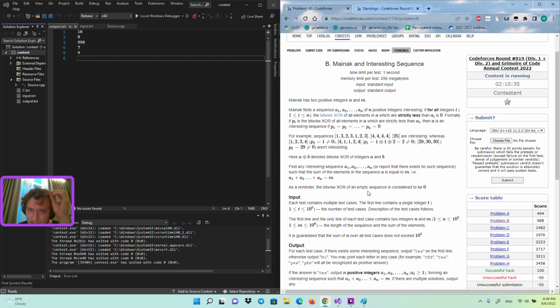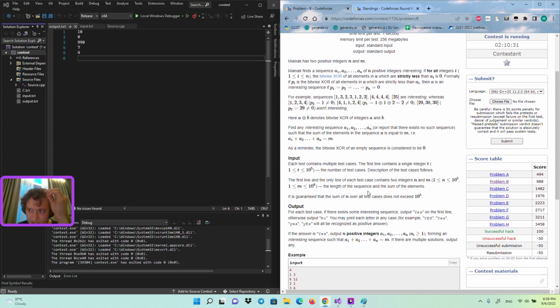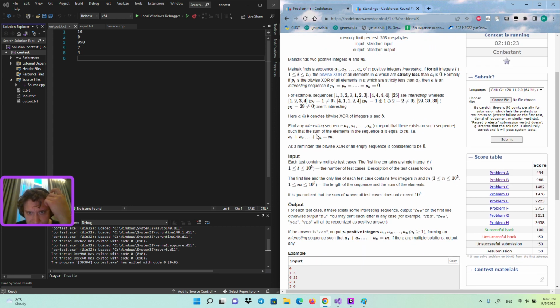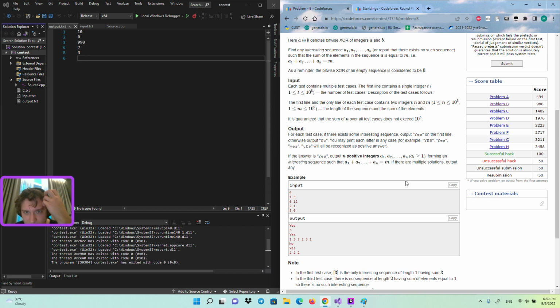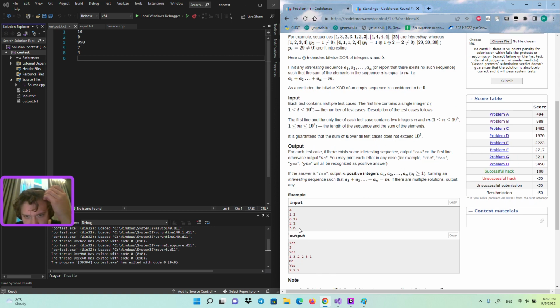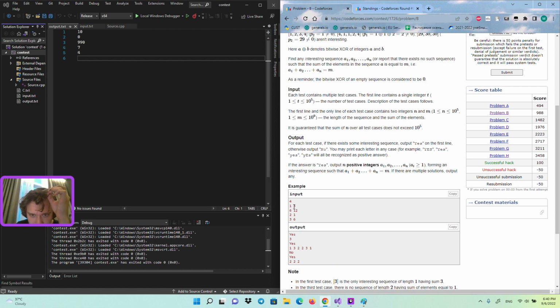So every element except the maximum has an even number of occurrences. It's obvious. Such that the sum of all the elements in the sequence A is equal to M. So we just take a lot of zeros and one maximum number, don't we? So why is it no? Where is it no? 2, 1. So what's the problem? Why is 0, 1 not an interesting sequence?